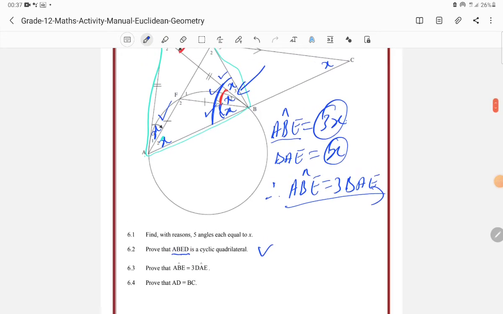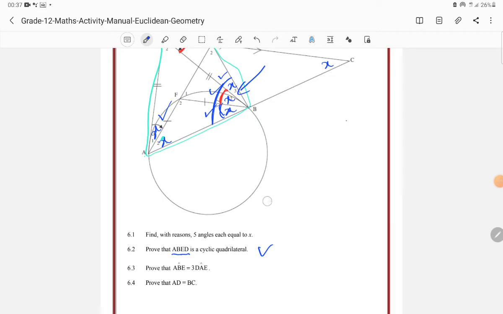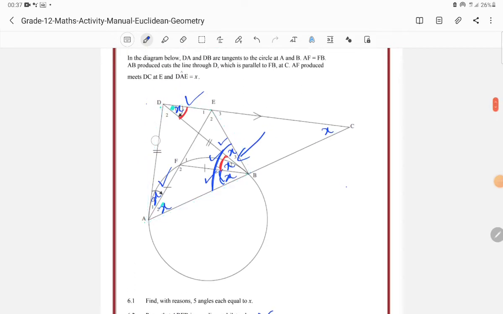So let's just forget about everything else and prove that AD is equal to BC. Where is AD? AD is equal to BC. This is BC. So we just need to prove that AD is equal to BC. How can we prove that?